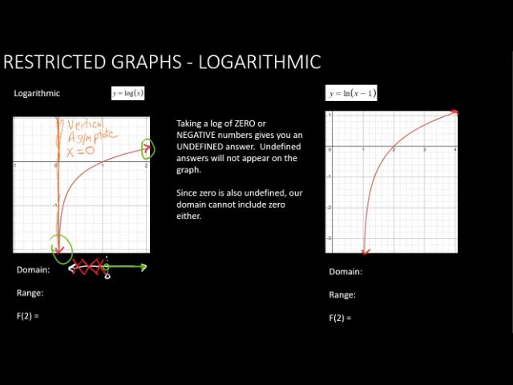Therefore, this domain will go from 0 to infinity. We will not include 0, so we'll put a parenthesis there, and of course infinity isn't a number, and so we'll put a parenthesis there too.